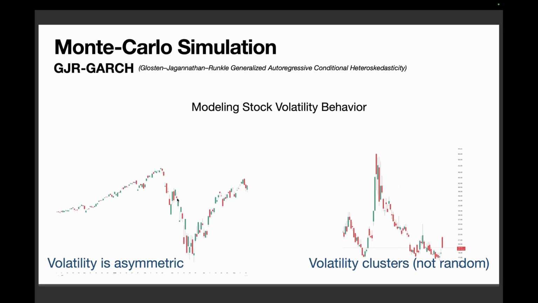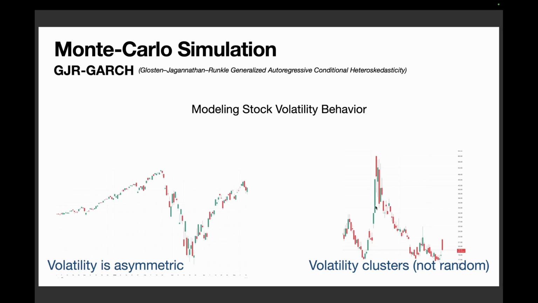The GARCH part is the fact that volatility comes in clusters. As you know, the VIX rarely spikes for only a day. It usually spikes and then stays elevated, so it really comes in clusters. That's the generalized autoregressive conditional heteroscedasticity part of the model. And the GJR part is that volatility is asymmetric. Volatility is not the same on the way down as it is on the way up. Here's the COVID drop, and you see how quick it was compared to the uptrend. So that is the model we use.